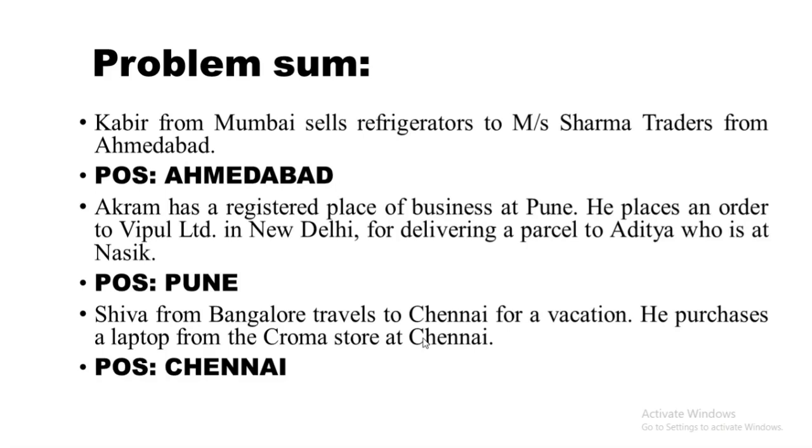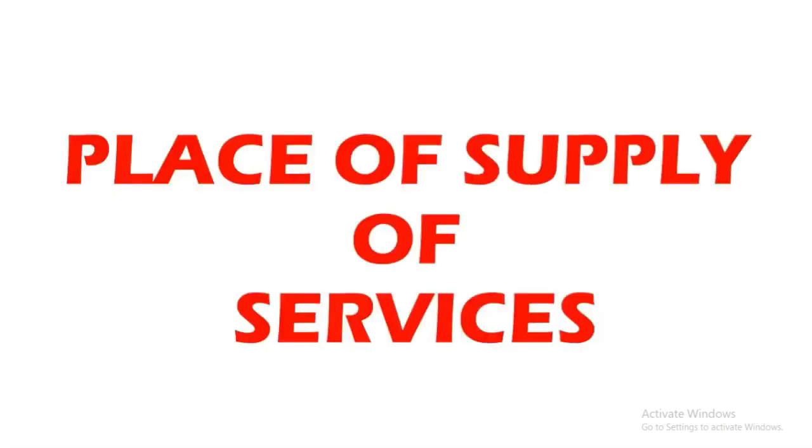Okay, so these were a few examples of how questions can be asked based on place of supply of goods. Now we jump to the second important part of this topic, that is place of supply of services. Now there are basically 9 categories of services that can come from the exam point of view. So we'll go through one rule at a time, and under each rule we will take a few examples to understand what kind of question can be asked in the exams. Okay, so we'll start.